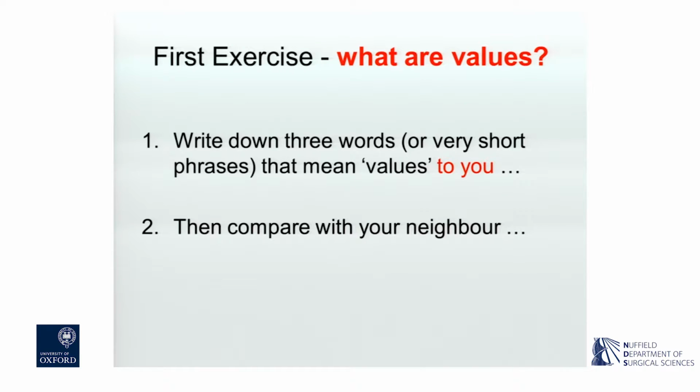So the exercise is: write down the first three words that come into your head that mean values to you. Write your own three words down, then compare with your neighbour, but write your own three words down first. Ashok's going to scribe. Who'd like to volunteer three words? Integrity. Well, it's phrases, is that okay? Yes. So, moral code. And ethical framework. And reasoned behaviour.